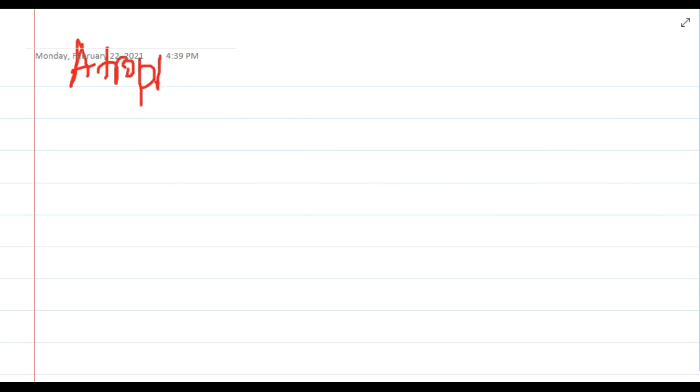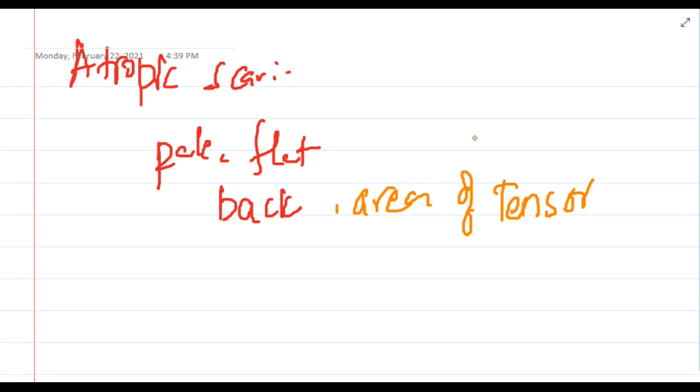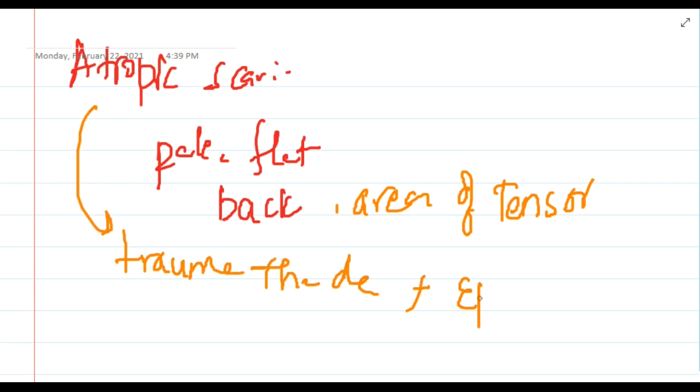In the atrophic scar, the scar is pale, flat and stretched. It is mainly seen on the back, or in areas of tension. Here you will see that trauma is present, especially in the thin dermis and the epidermis. This atrophic scar has to be excised and resuturing should be done. So this atrophic scar is a pale flat scar.